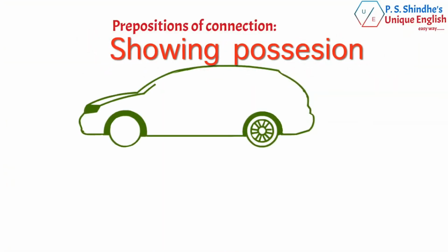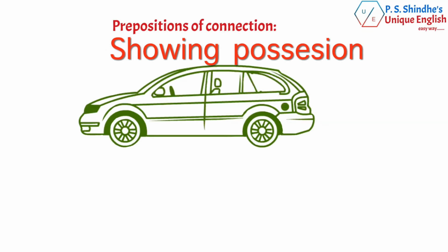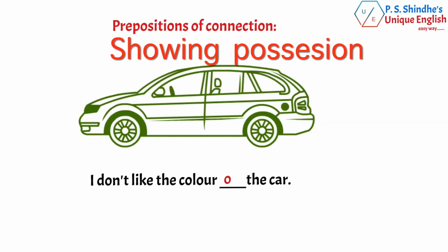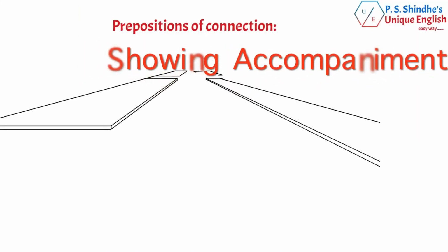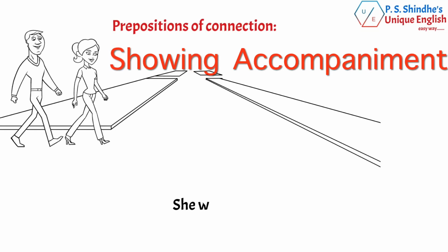Possession, as in: I don't like the color of the car. The preposition of connects the car and the color. Of is put between two noun phrases, the car and the color, to show that the color belongs to the car. Accompaniment, as in: she walks with him. We use with when we talk about people and things that we connect.